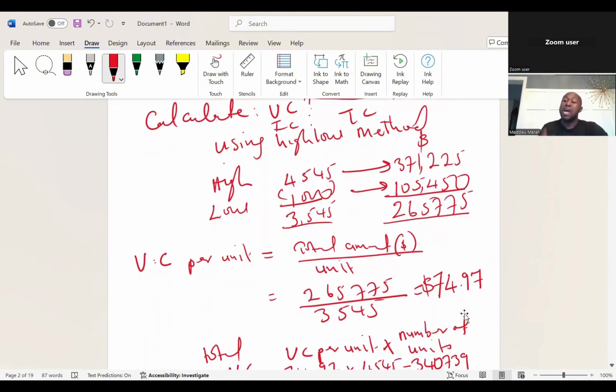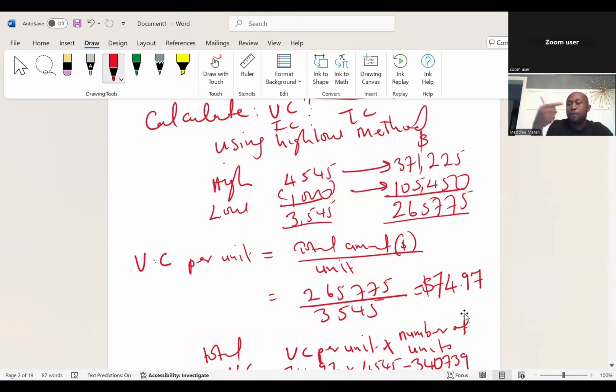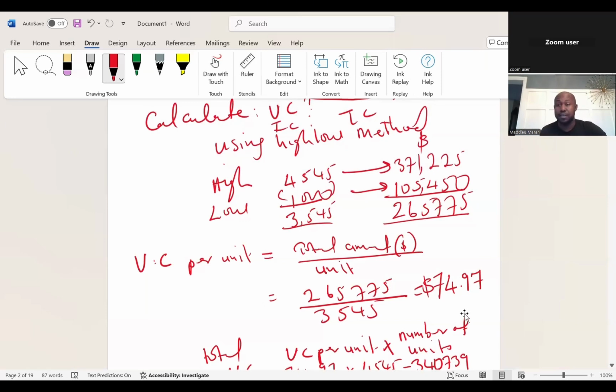Okay, now we have the variable cost per unit. We take the variable cost per unit and multiply by the number of units to get the variable cost in value. The number of units depends on which one you want to use. If you want to use high units, good for you. Low units, good for you. Whichever way you do, you have the same answer.